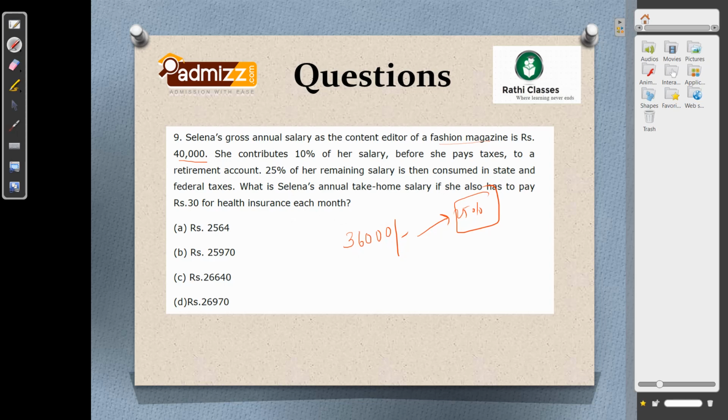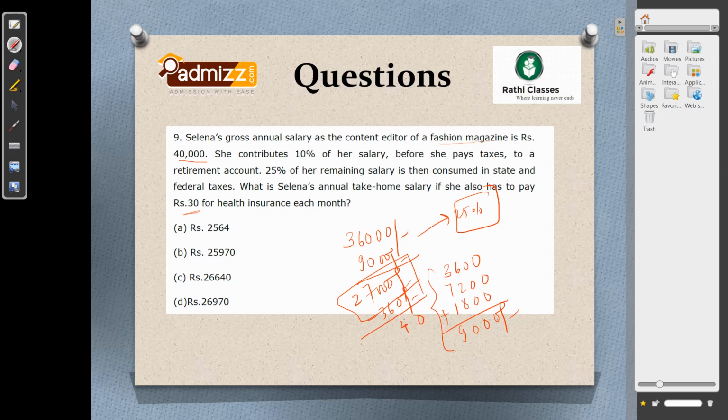For 36,000, 10% would be 3,600, so 20% would be 7,200, and you need to add 1,800 more for 5%. That means 9,000 is the tax she is paying. If you subtract 9,000 from 36,000, you will be left with 27,000. So the answer should be again less than 27,000. The reason is that 30 rupees per month she pays. In a year there are 12 months, so you need to still subtract 360. If you subtract 360, the option should end with 4 and 0. If you see the options, no need to solve entirely, the option is clear, the answer would be C.